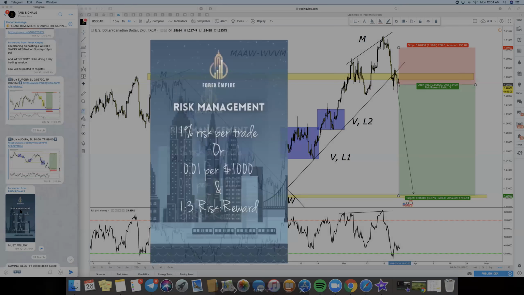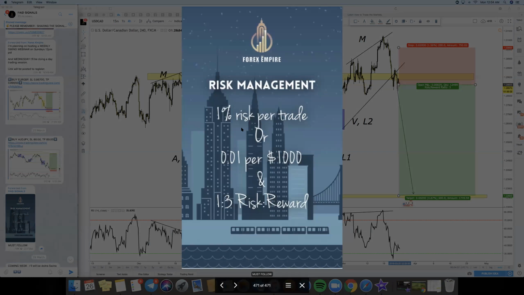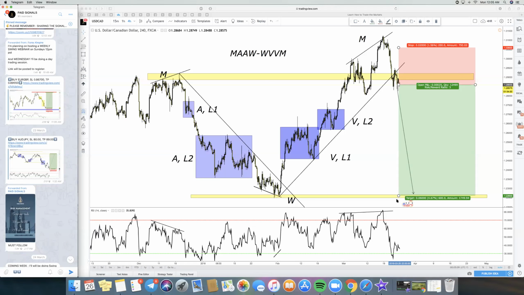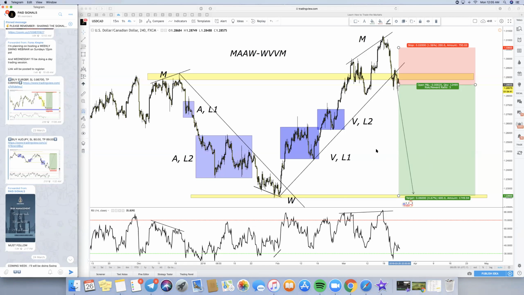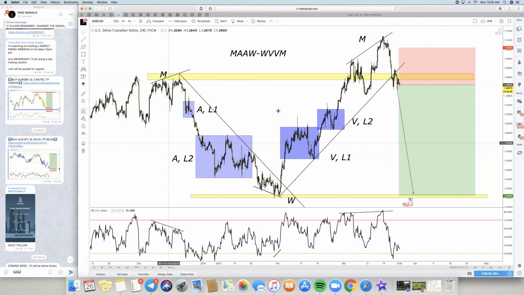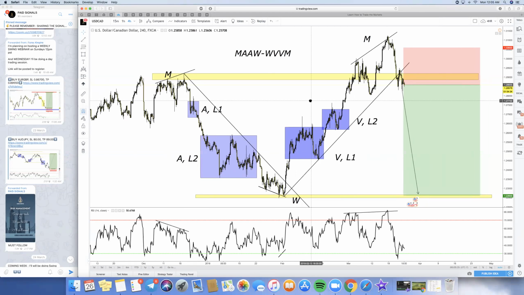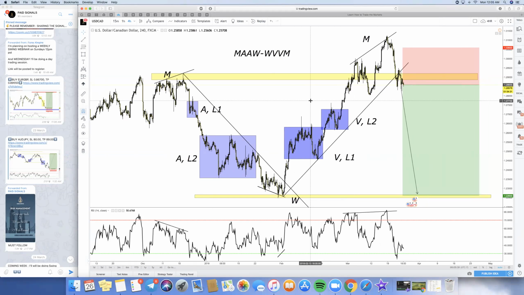Okay, now, see the risk management? 1% risk per trade, or 0.01 per $1,000 in your account, and 1 to 3 risk reward. Your take profit can be more, but always make sure it's always 1 to 3. That kind of gives you a better edge: you can be wrong 3 times and make it 1 right, and you make your money back. That's how I see it, okay? So you don't have to be accurate, but if you're accurate, good for you. You're going to be making more money.